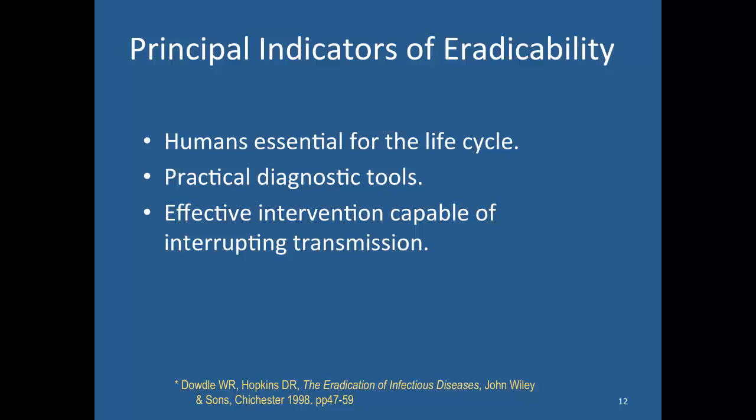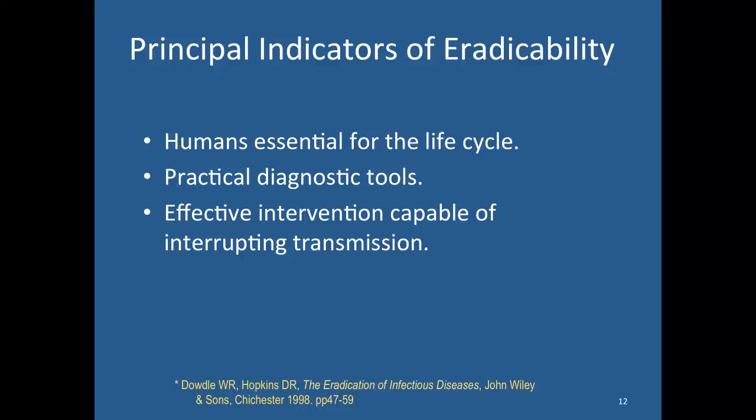The first point is essential for the human life cycle. If at all possible, you want one that only infects humans. If you have a reservoir like a mosquito or a dog that it can hide out in, it makes it much more difficult to eradicate. Not impossible, but much more difficult to eradicate.